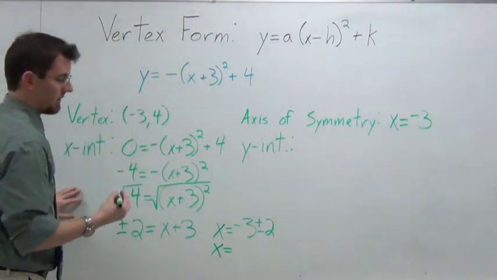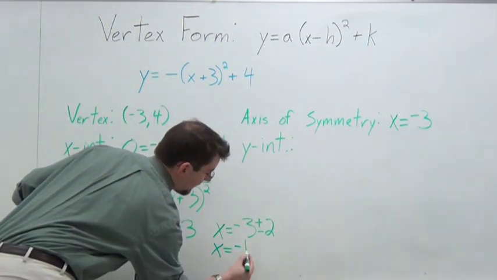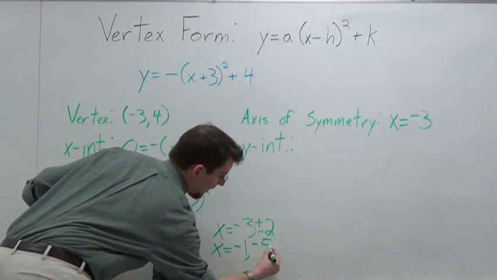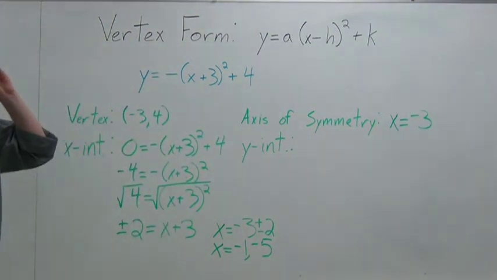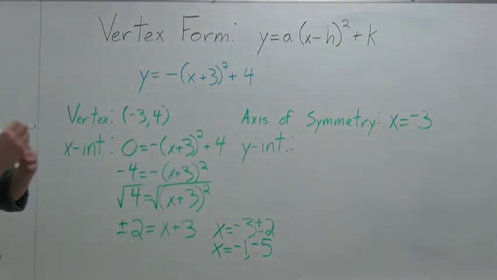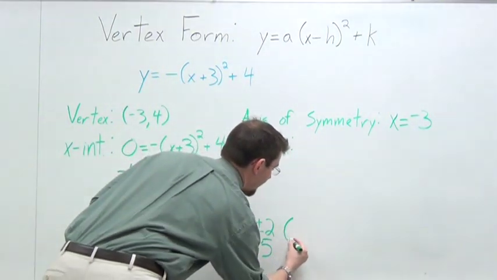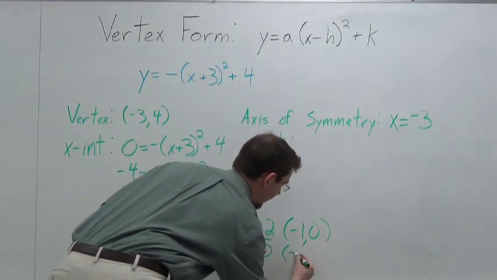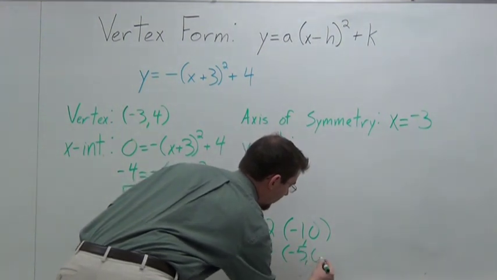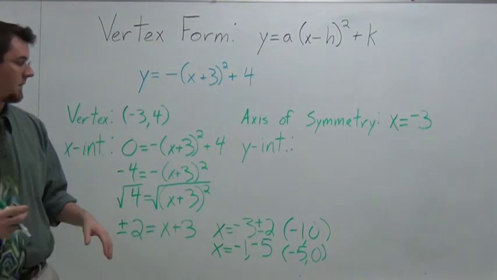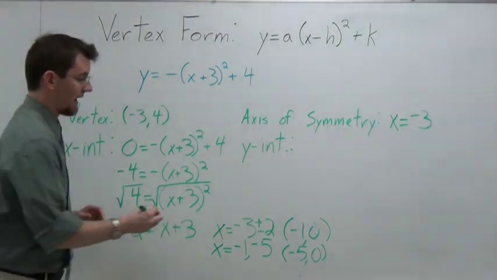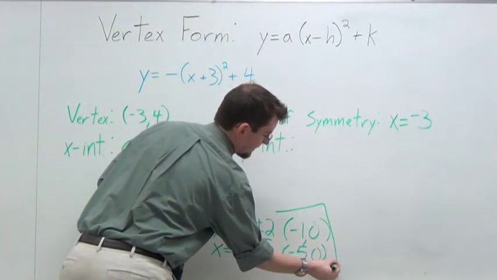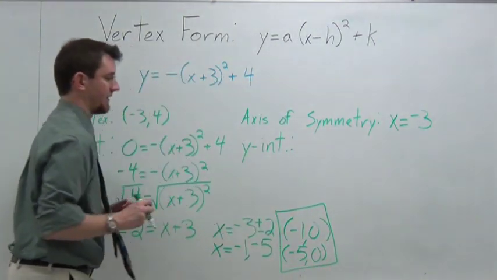Negative 3 plus 2, that's going to be negative 1. Negative 3 minus 2, it's going to be negative 5. And I'm going to go ahead and write those as points. And that's going to be my x-intercepts.